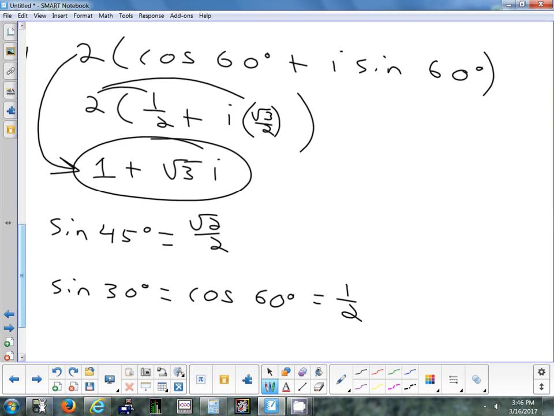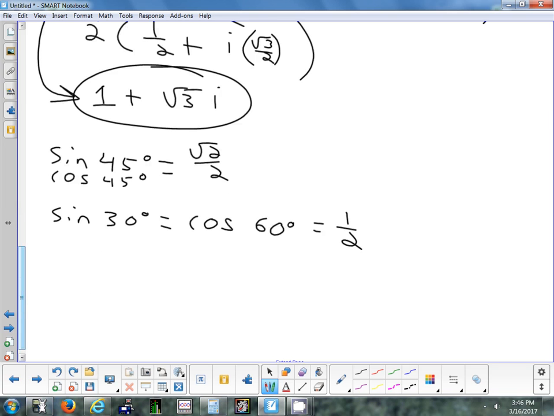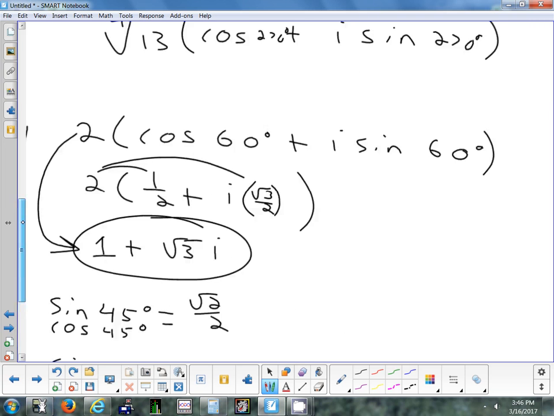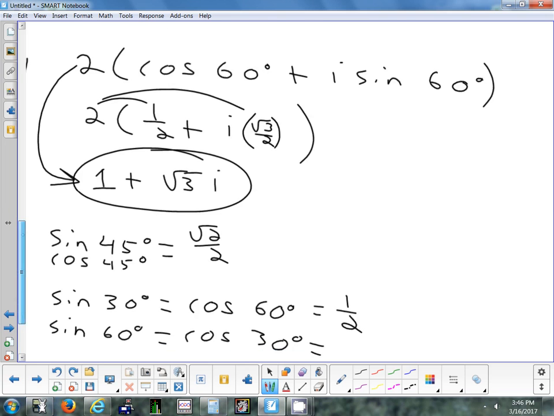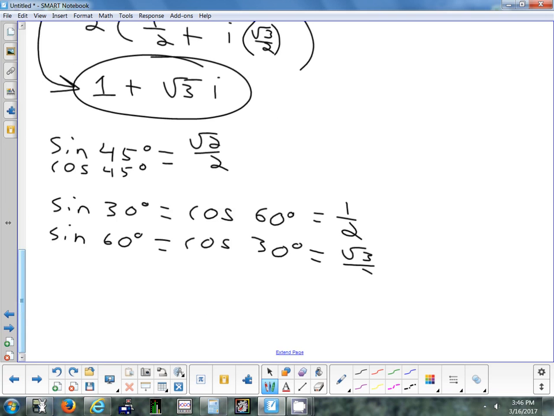So the sine of 45 would be the same as what else? Cosine of 45. Yep. So those are the same. What about the sine of 60? That would be the same as the cosine of 30. And we already did that one as well. What's the sine of 60? Square root of 3 over 2. So as far as sines and cosines, that's every angle that you'd have to know in the first quadrant.